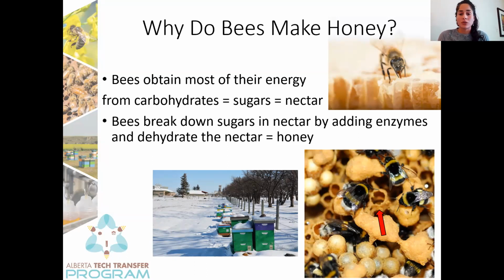Bumblebees don't need to store food for a long period of time. They collect the nectar and utilize it quite quickly, so they don't need something to stay good for a long period of time. Honeybees are different in that way, because their colony lives for many, many years, and they do need that kind of food.